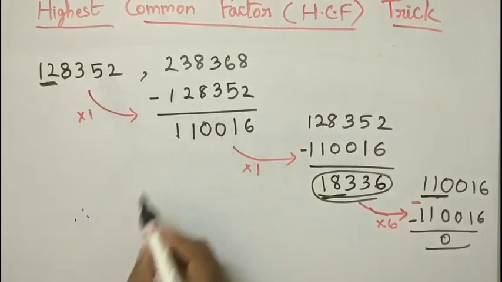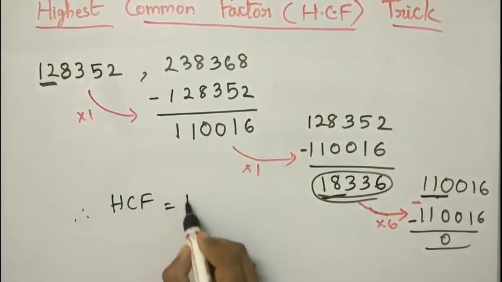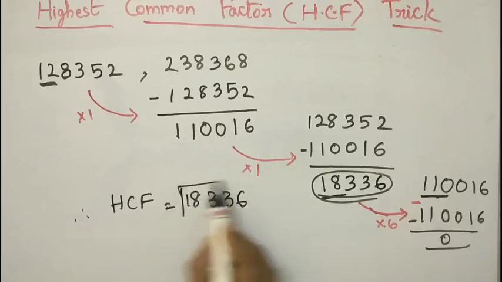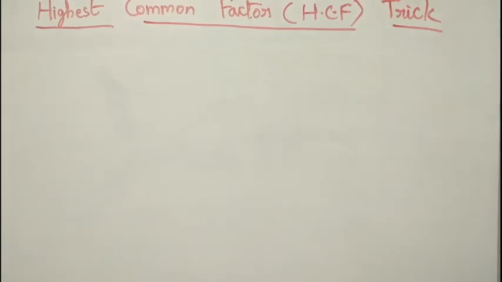Therefore the HCF of these two numbers is 18336. This is the HCF for these two numbers. Understood? It's a simple trick. If you understand it, it will be very useful in your competitive exams.